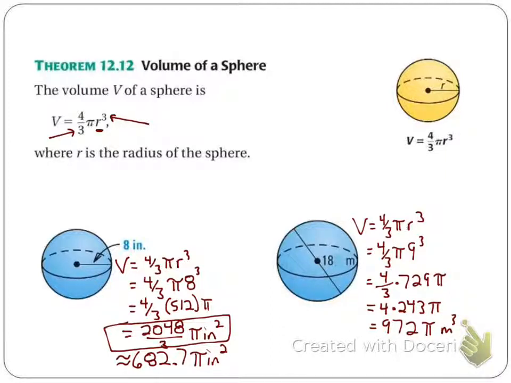Oh, there's our mistake. We've got to go back to that first one and make it cubed. We want to make it squared. It is volume we are looking for.